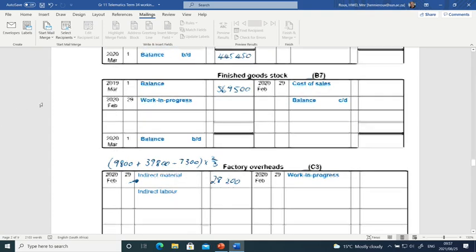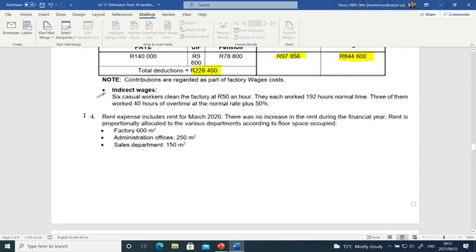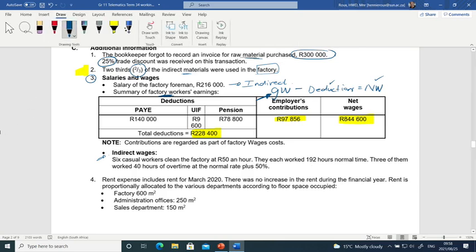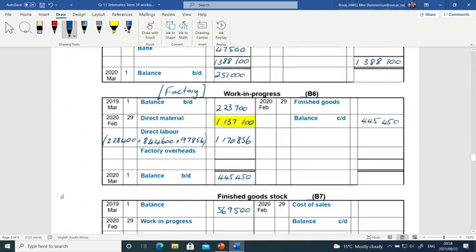Indirect labor, they did give us information on the indirect labor. 6 casual workers cleaned the factory, 50 rand per hour, and they've worked 192 hours. And then 3 of them worked 40 hours of overtime at the normal rate plus 50%. So if the normal rate is 50 rand, then the overtime rate will be 75. The 50 rand plus half of that, plus 25 of that to give you 75 will be the rate for overtime. Again, show your calculation on the account itself.